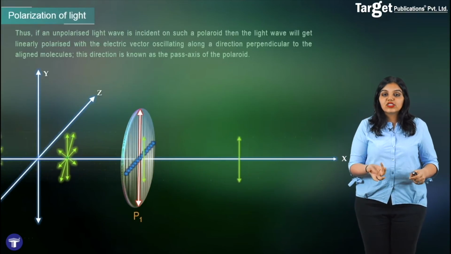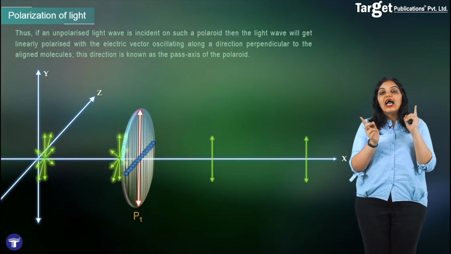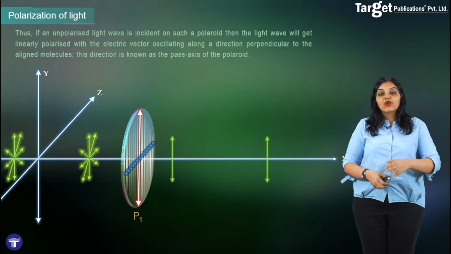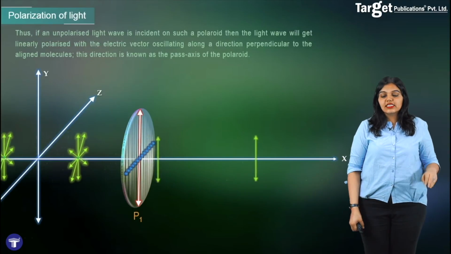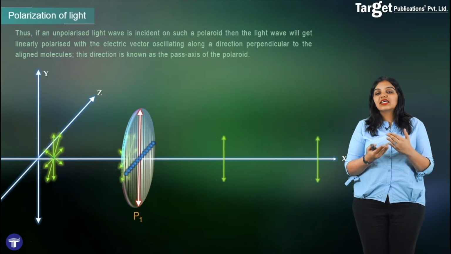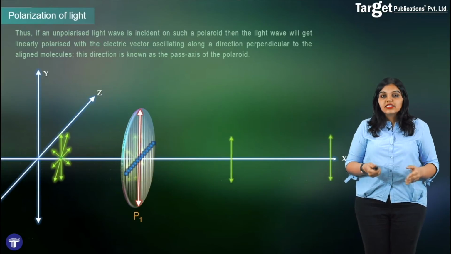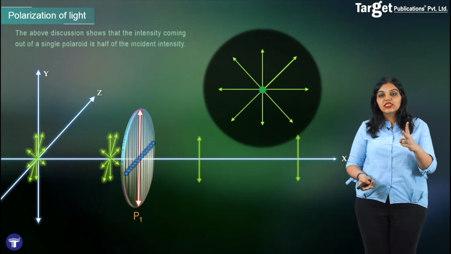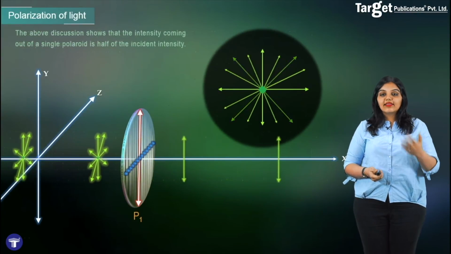But of course the question is, what happens to all those arrows which lie between the y and z axis? Why did they disappear? You are blocking only along the z axis and the pass axis is along y. What happened to all the arrows that lie between y and z? The answer is that the electric vectors of all directions can ultimately be resolved in two directions, that is along the y and the z direction.